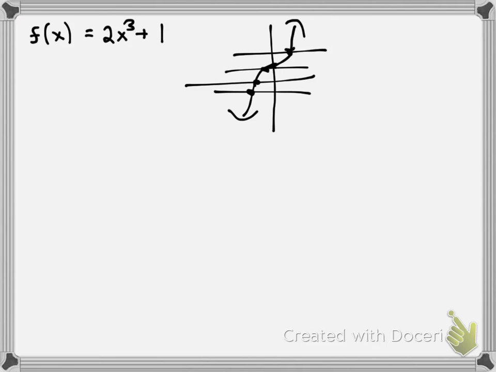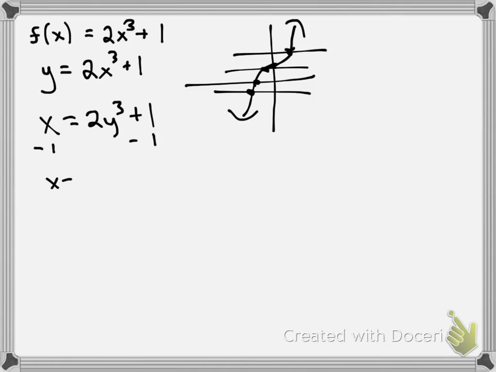So find the inverse now. We're going to make this f of x equal to y. So you get y is equal to 2x cubed plus 1. Then you can change out your x and y. So x is equal to 2y cubed plus 1. Getting the y by itself, we subtract 1 on both sides. x minus 1 is equal to 2y cubed.